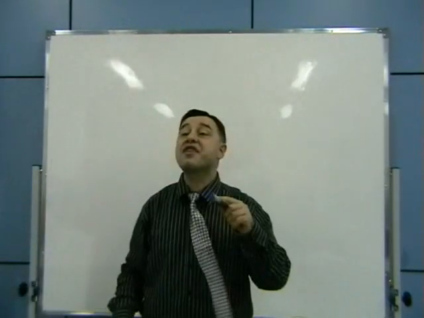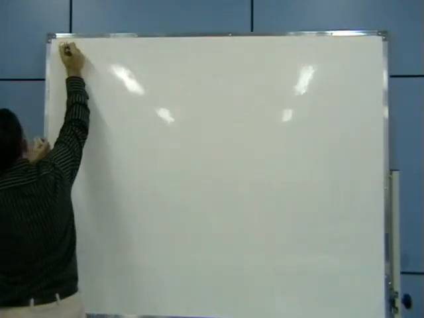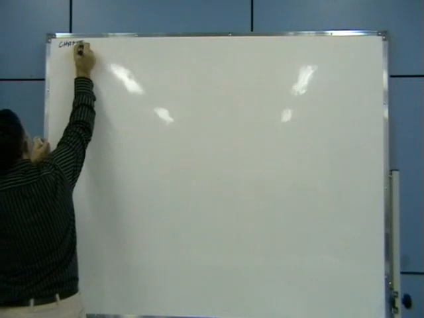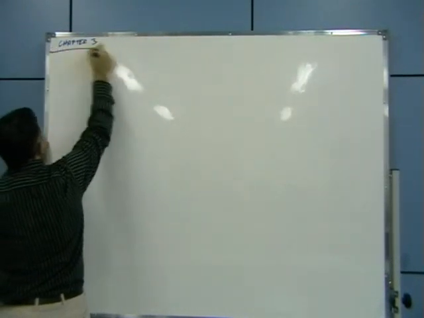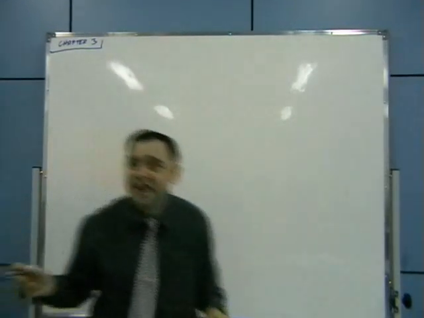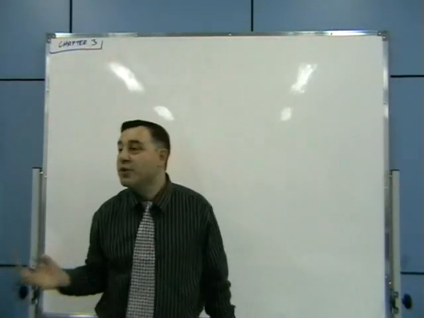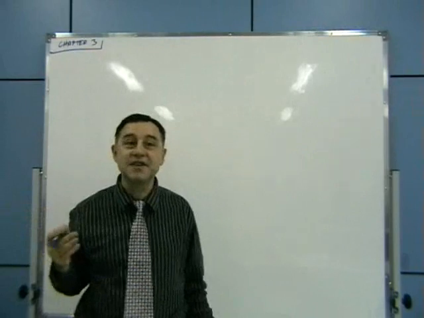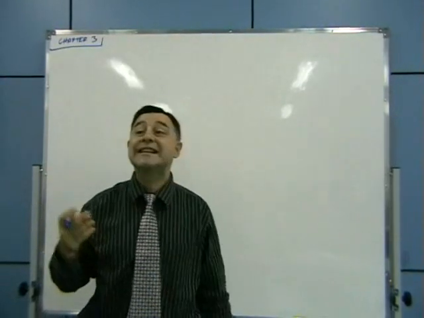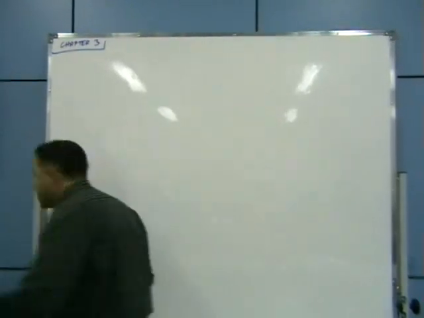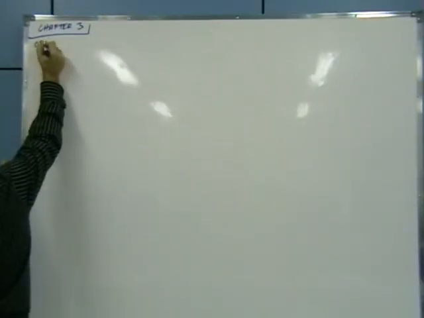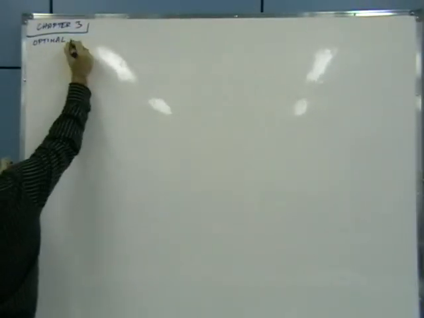So now I am at chapter three. Chapter 3 is called optimization, but optimization everybody understands, it's math. So in MBA we can't deliver math, we gotta deliver business, so we call it optimal decision making, or just optimal decisions.